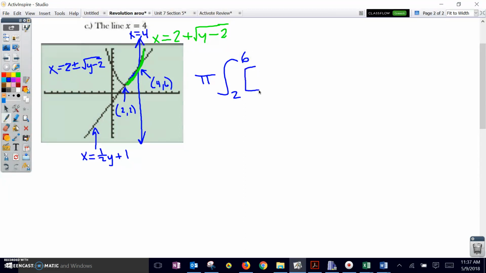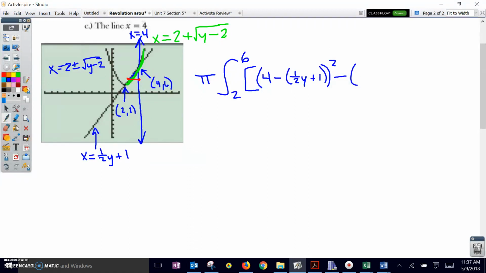And then we want the outer boundary. And the outer boundary of our solid is determined by the distance from the axis of rotation to the line x equals 1/2 y plus 1. And so we're again going to go big minus small. In this case, the line is further to the right than the boundary of the solid. And so the line, the axis of rotation, is going to go first when we write our radius. So we're going to have 4 minus the quantity 1/2 y plus 1. That's going to be our outer radius of our solid.